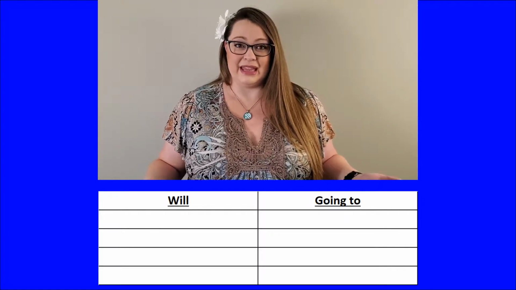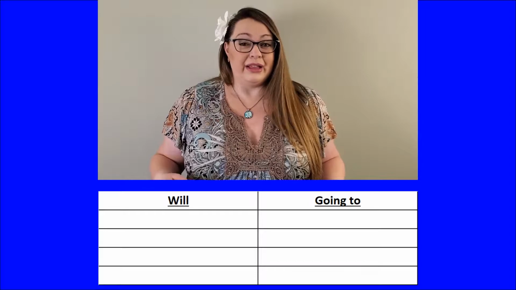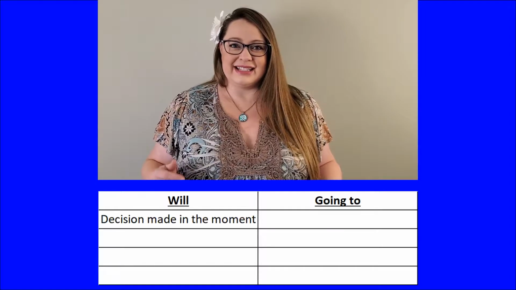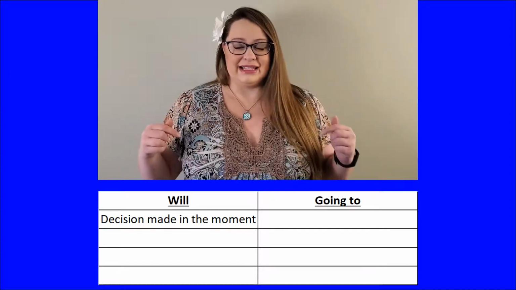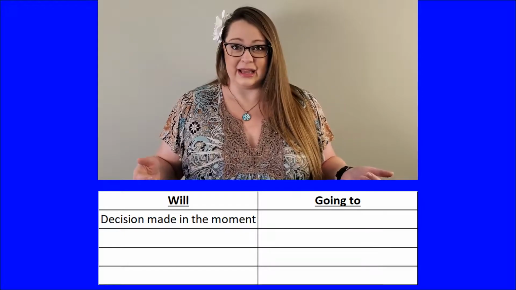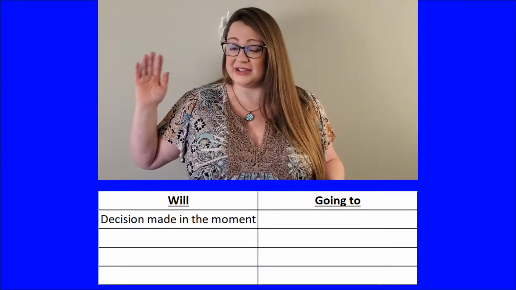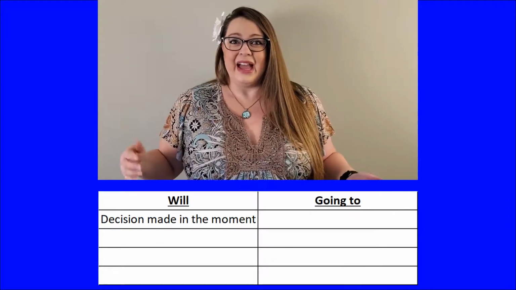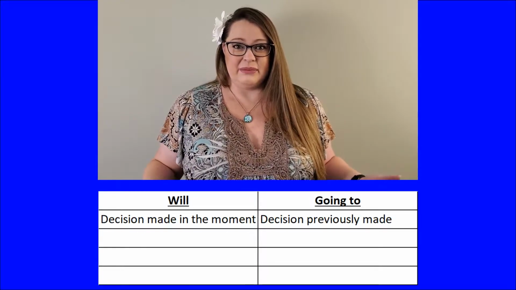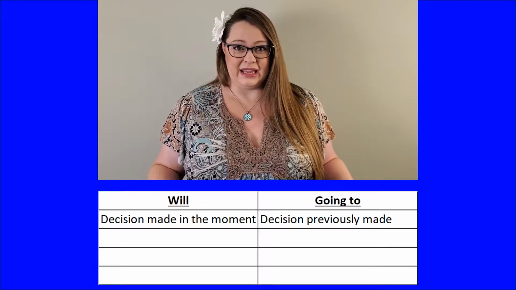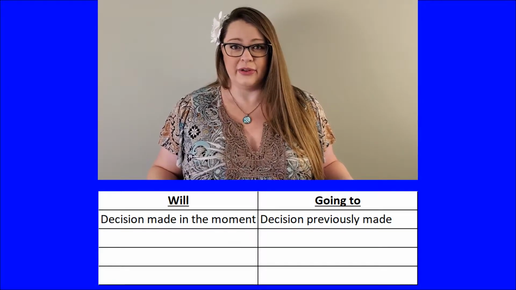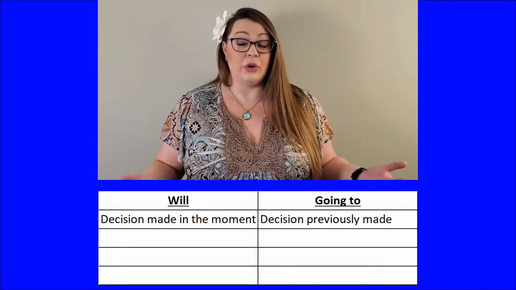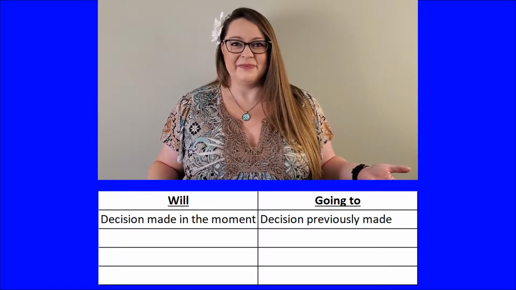The first difference is based on the timing of making decisions. Will is typically used when there is a decision made in the moment that someone is speaking. For example, if someone volunteers to do something, they would say, "I'll do it." However, if the decision was made before someone began speaking, they would use going to. For example, we're going to leave at 5 o'clock.